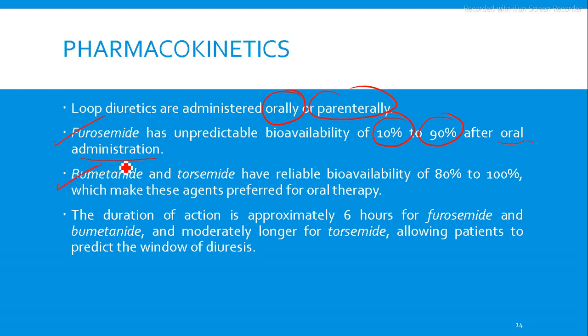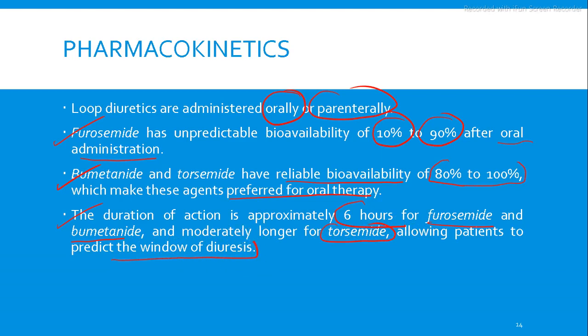Okay, then we have the bumetanide and the torsemide, the other loop diuretics. They have reliable bioavailability. That means we certainly know that they will be bioavailable between 80% to 100%. So it makes these agents preferred for oral therapy. The duration of action is approximately 6 hours for the furosemide and bumetanide, and moderately longer for the torsemide, thus allowing the patient to predict the window of diuresis.